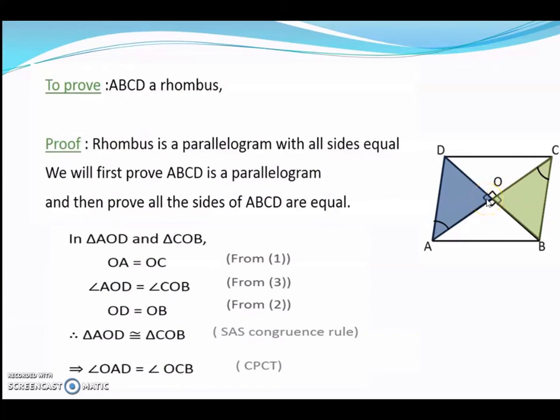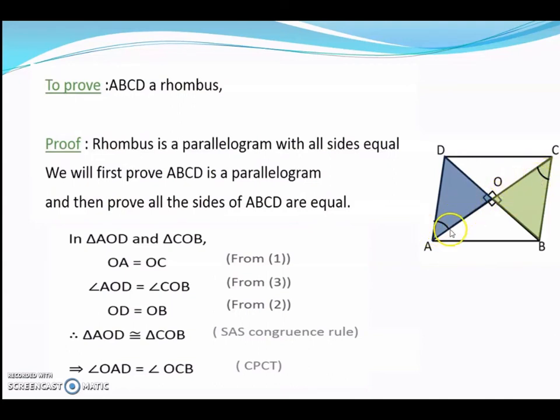So already AOD and COB, these two are 90. DO and OB are equal, AO and OC are equal. This is also given. So you can prove that these two triangles are congruent by SAS, side, angle, side. Okay, so these two triangles are congruent by SAS. Therefore, by CPCT we can say that OAD and OCB, these two angles that are marked, they are equal by CPCT.